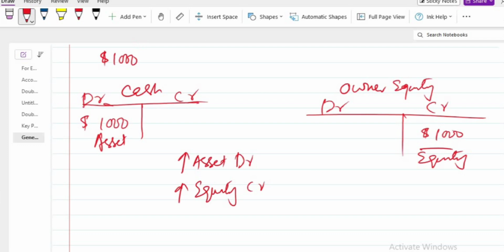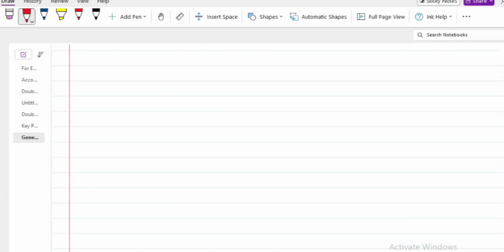Okay, good. Now let's move on to another example. Let's say you are buying supplies with cash. Now you have spent 3,000 of your cash to buy the supplies. So two accounts are affected.